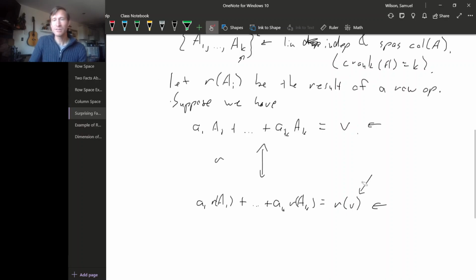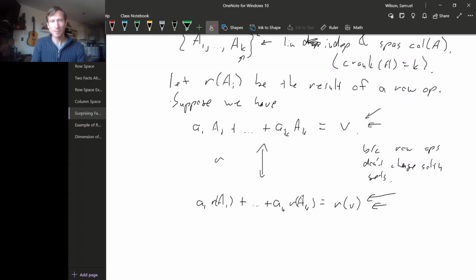And this is because much earlier we checked that row operations don't change solution sets to linear systems, right? So if the coefficients, the lowercase a's, are a solution to this equation, then they're also a solution to that equation, and vice versa. And it turns out this is the key we need to figure out what row operations do to the column space, or the dimension of the column space.